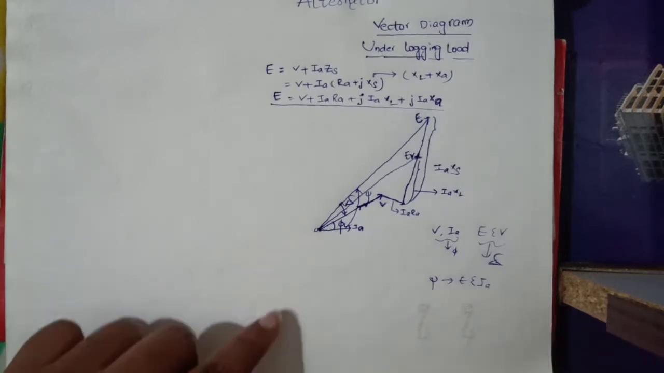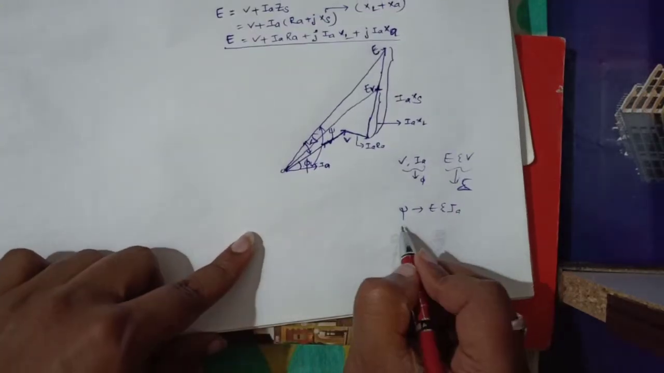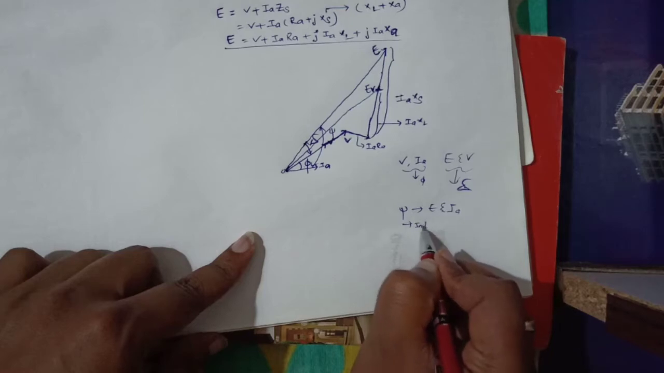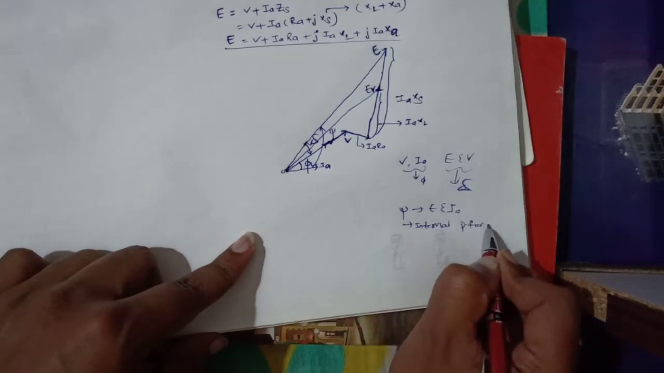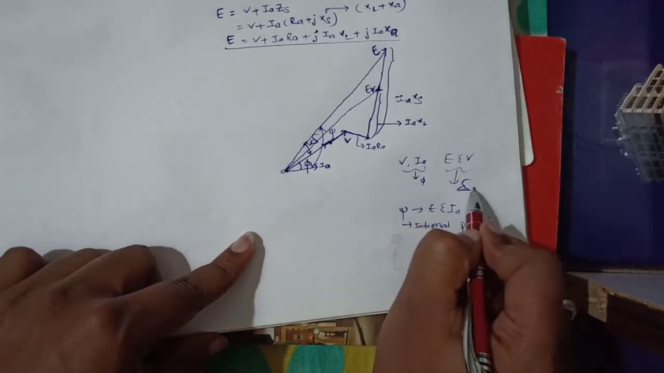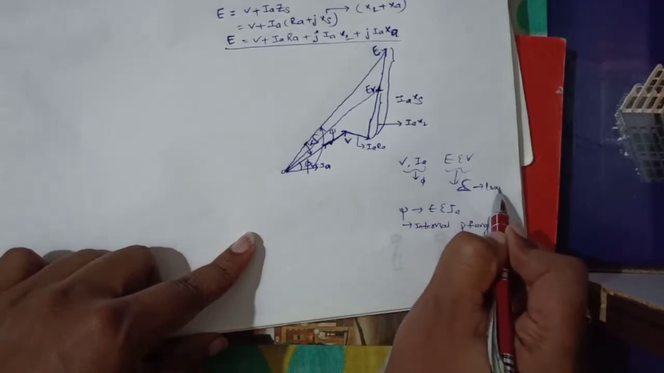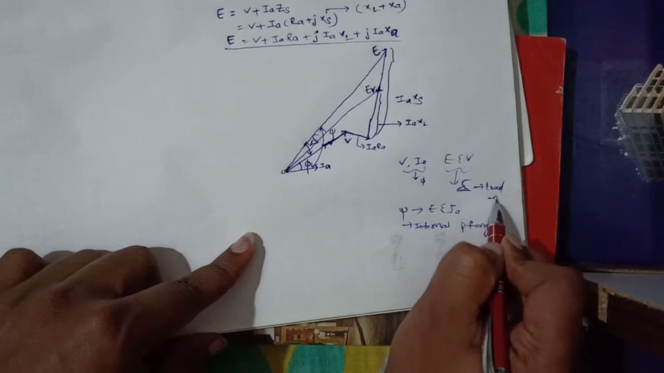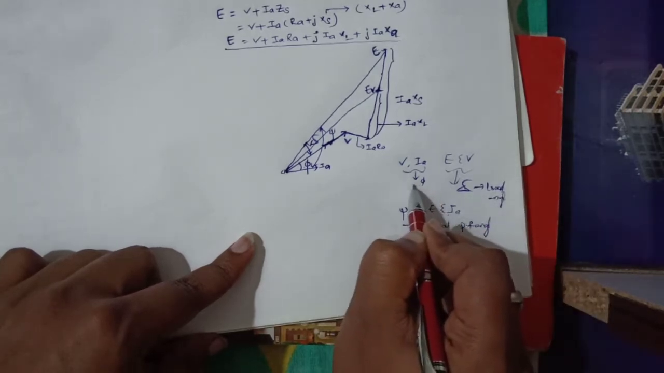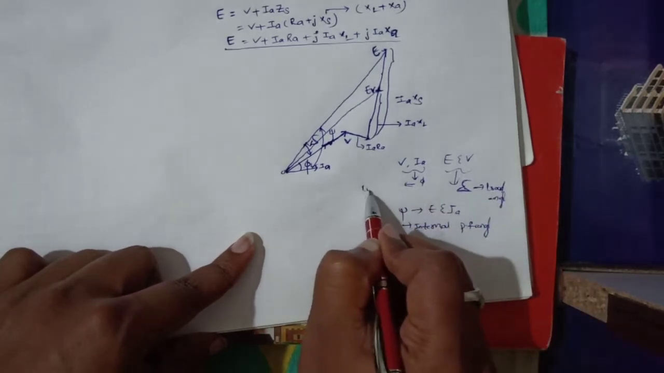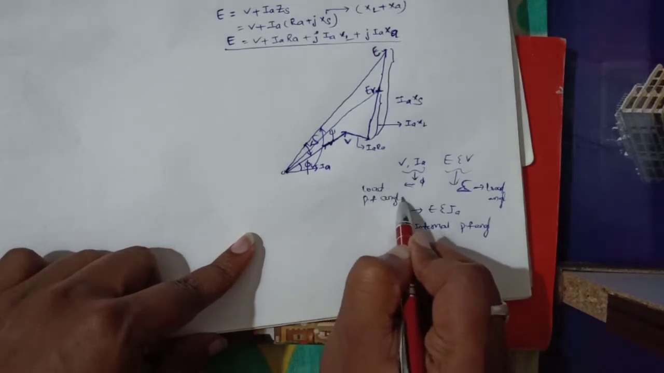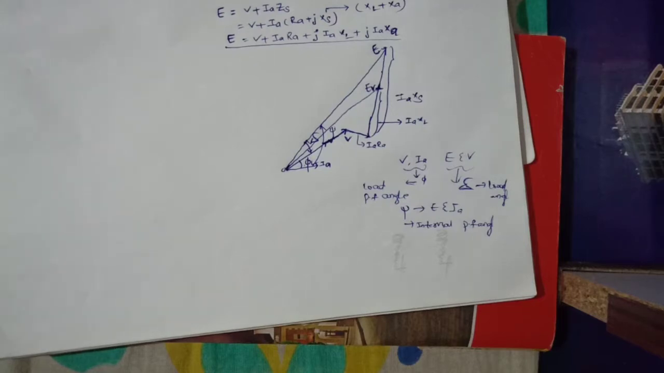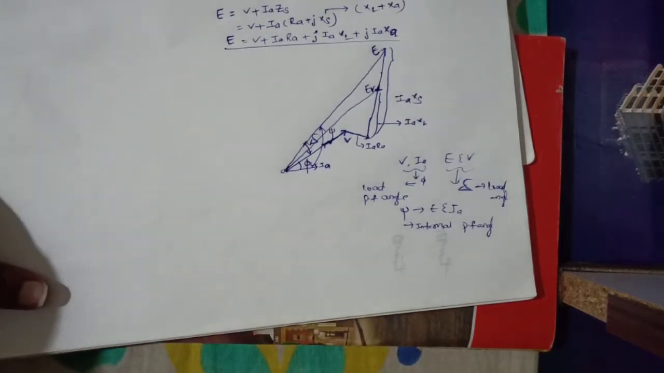So this is the internal power factor angle, and delta is our load angle, and phi is the load power factor angle. Okay, I have concluded now.